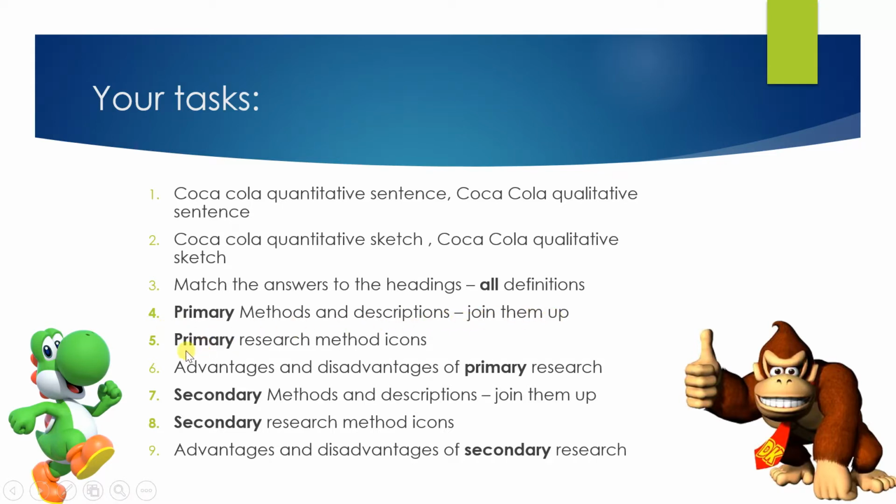And number 5 is those icons, and the icon bit is important, and you are needed to do this. What that means is that where we've covered some of the methods that I put in the lesson, it's about you finding an image, and that image makes you think of that particular piece of information. So this is quite personal to you, and these will be your revision cards. And then we do the same again for secondary. We're looking at secondary research icons, secondary advantages and disadvantages, and then we're done.